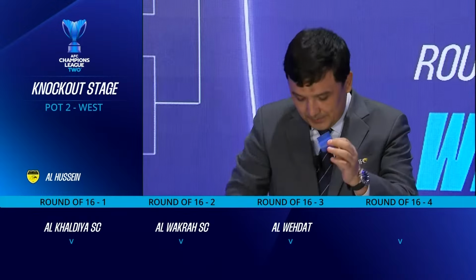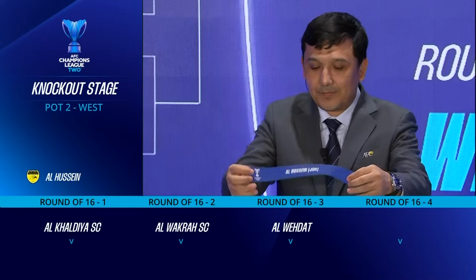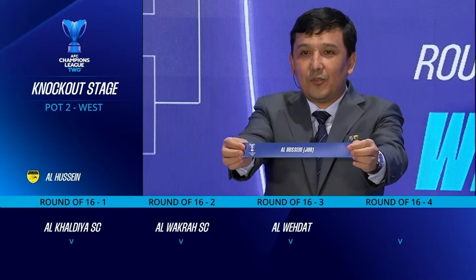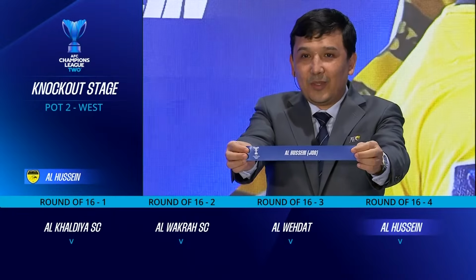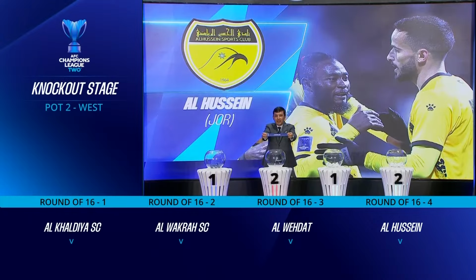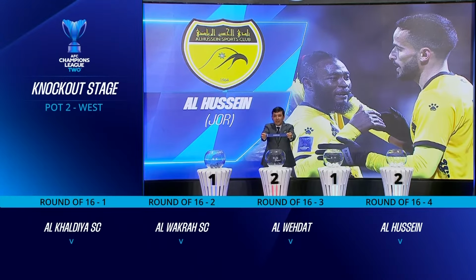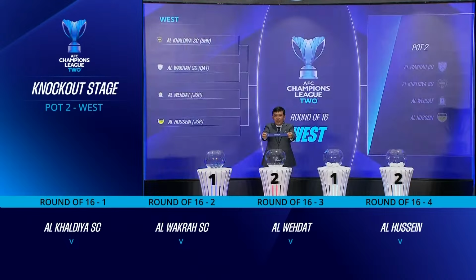Final ball, Al Hussein from Jordan. Second place in Group D, they are Jordanian Pro League champions in 23-24. This is their first title, and they're also playing in the AFC competitions for the first time since their debut in 2005 AFC Cup, where they reached the quarterfinals. Al Hussein, Jordan.